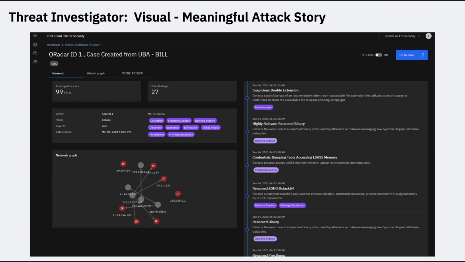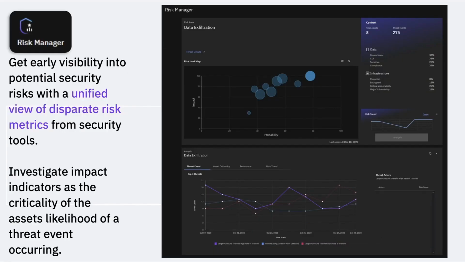Now, the third thing is credential access. So Bill's credentials were compromised because the ransomware that was installed tried to access something and was able to access the credentials. How can we say that it might have happened? It might have happened because there was a process which accessed the memory, that is LSASS memory, and this typically happens when credential dumping tools work. So similarly, instead of going into much detail, the threat investigator gives you a meaningful attack story so that you understand what has happened and take corrective action against it.